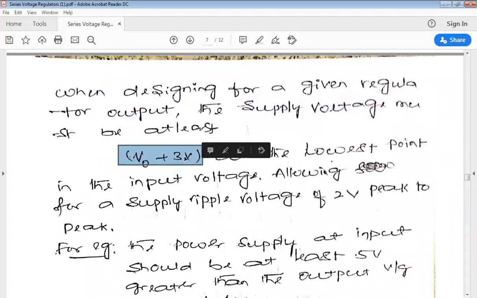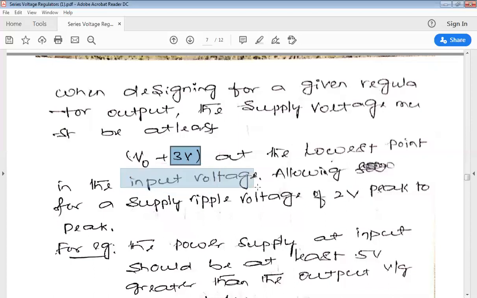What should be the V naught? V naught here is the voltage drop across the series pass transistor at the lowest point in the input voltage. What is the input voltage? The input voltage is the unregulated input voltage, allowing for a supply ripple voltage of 2 volts.